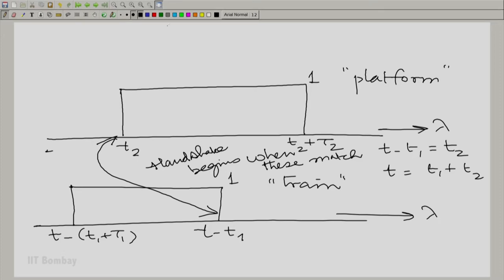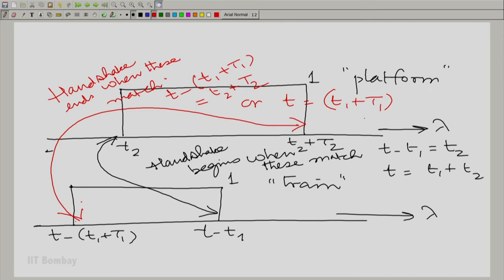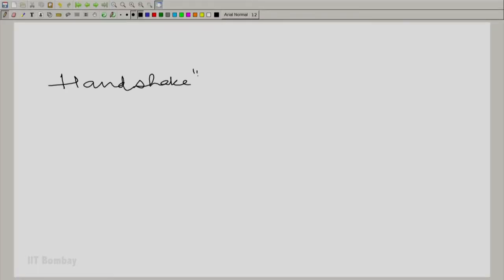And where does the handshake end? Let us identify that too. The handshake ends when this matches this. In other words, when t minus t1 plus capital T1 is equal to t2 plus capital T2, or t is equal to t1 plus T1 plus t2 plus capital T2. So, we now know the extent over which the handshake lasts. It lasts from, well, small t1 plus small t2 to capital T1 plus small t1 plus capital T2 plus small t2. Let us write that down.